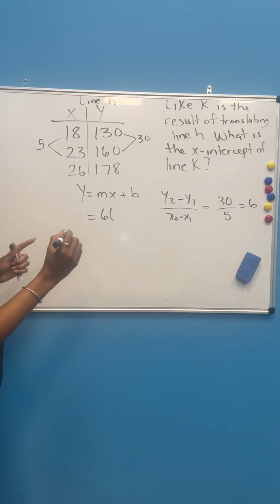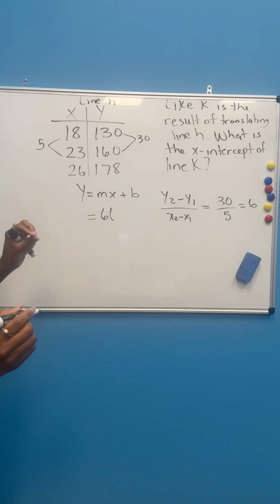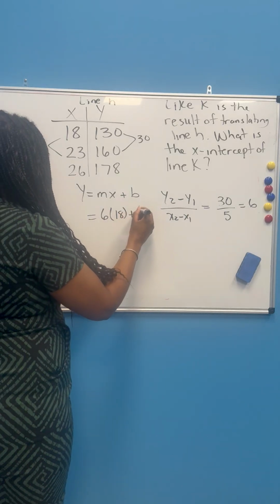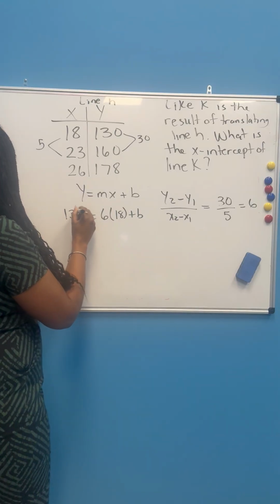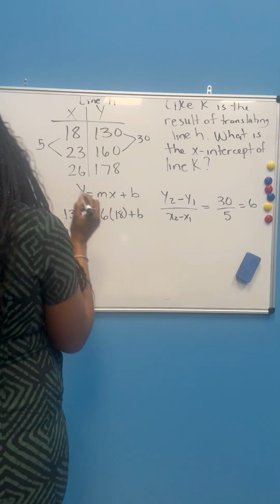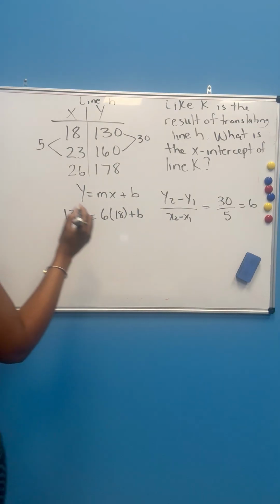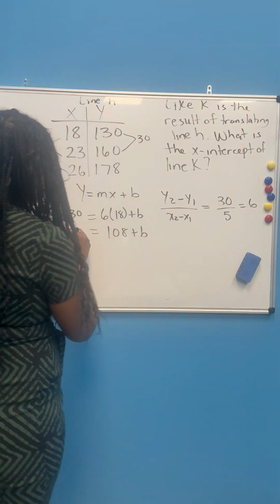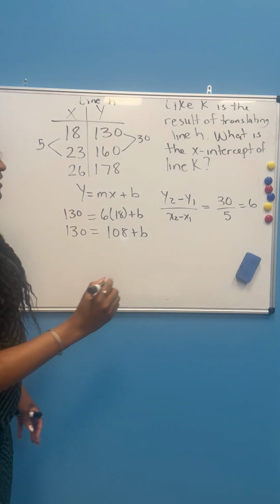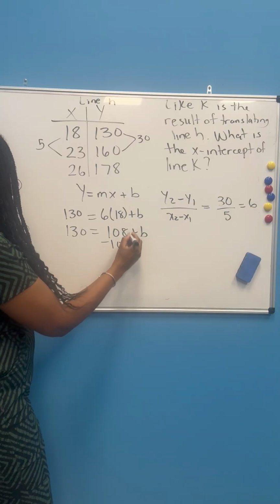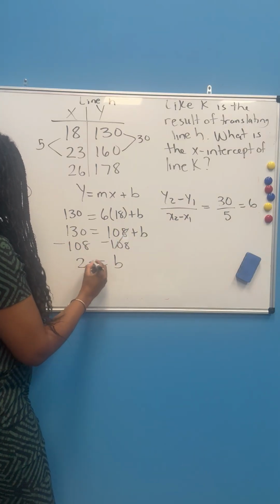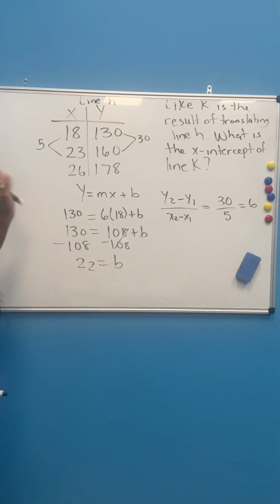And I do know one of the points, well actually I know 3 of the points, but I'm going to use the smallest one that I know right here, and I can solve for b. So 6 times 18 is 108, and we have 108 plus b, and now we can minus 108 on both sides, and we get b equals 22. So for line H, the y-intercept is 22.